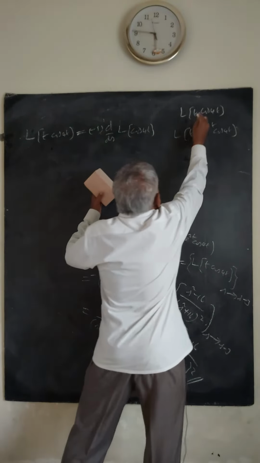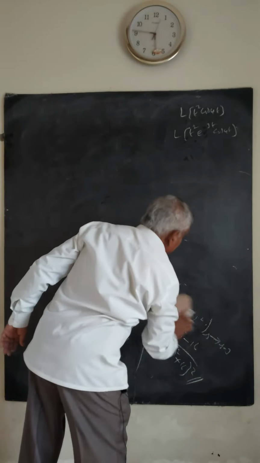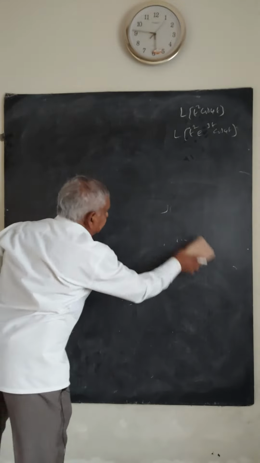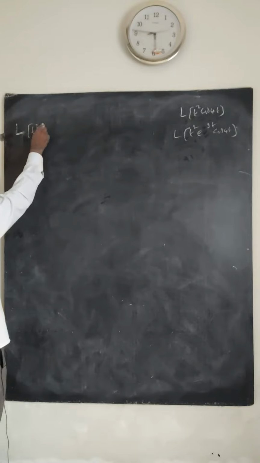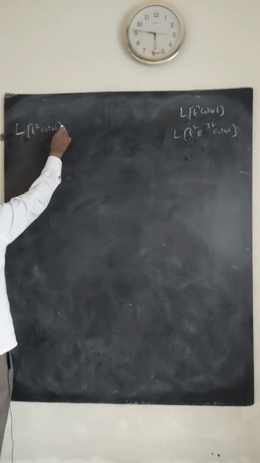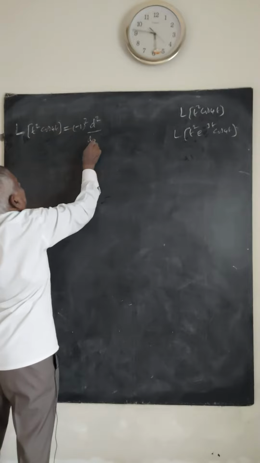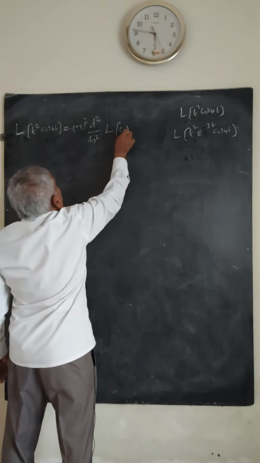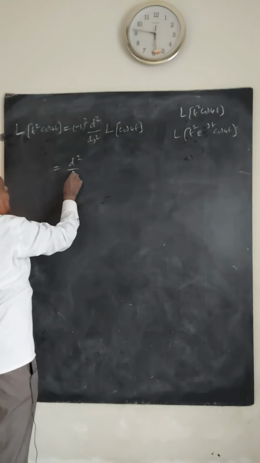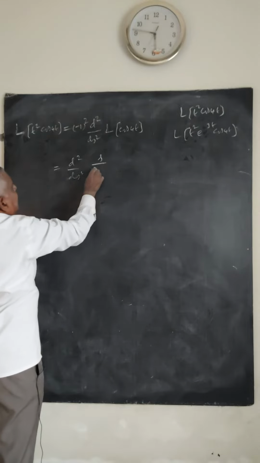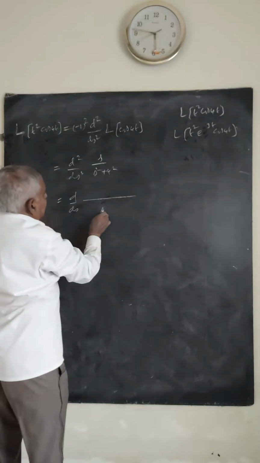Again, we are going to the second model, t square. These are all the models they will ask in the examinations. L of t square cos 4t equal to minus 1 whole square d square by ds square of L of cos 4t, negative whole square positive, d square by ds square of s by s square plus 4 square. One time differentiating. 4 square is 16.